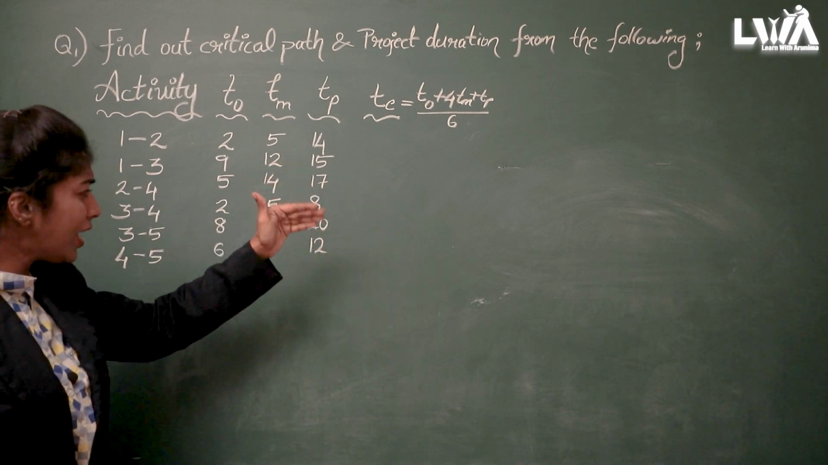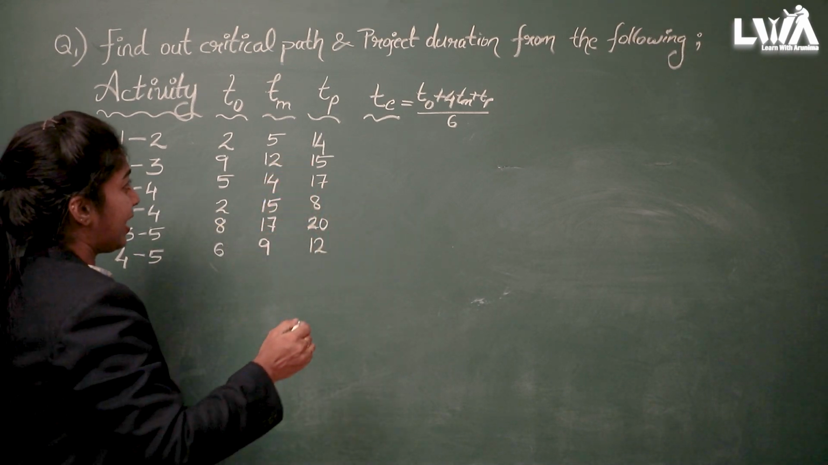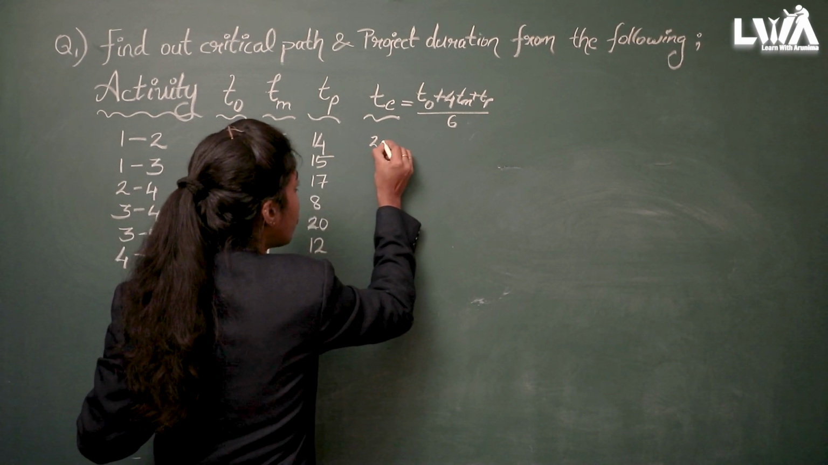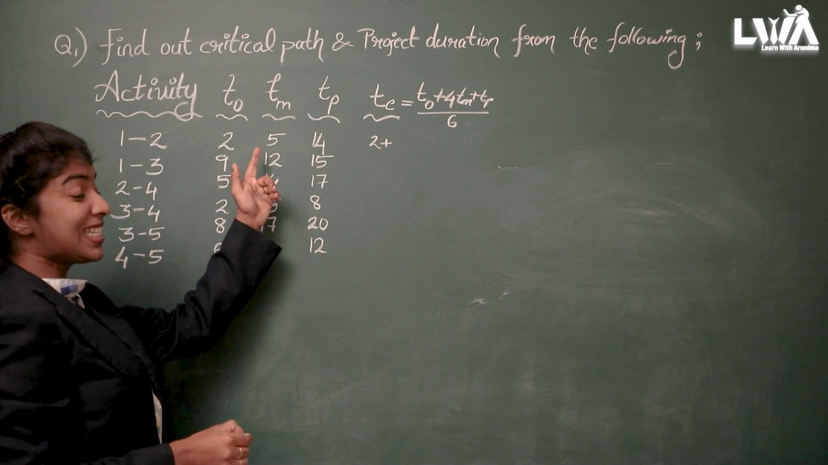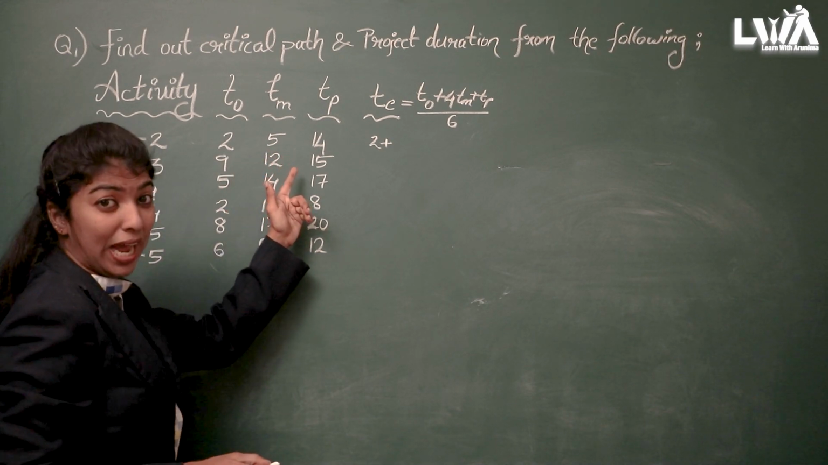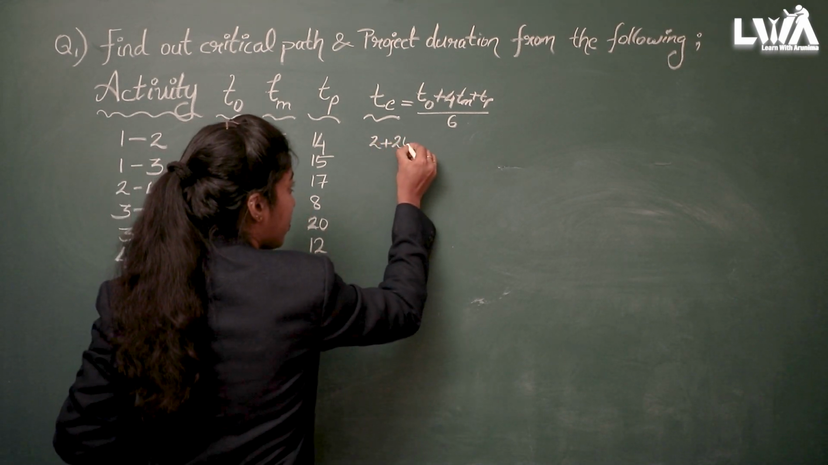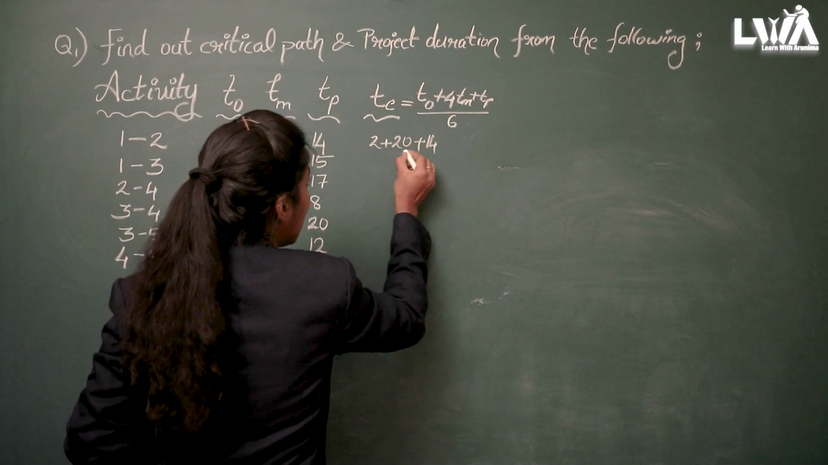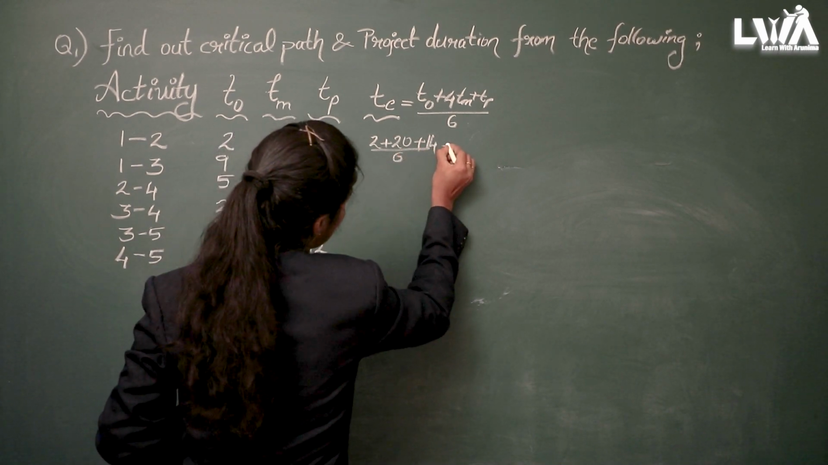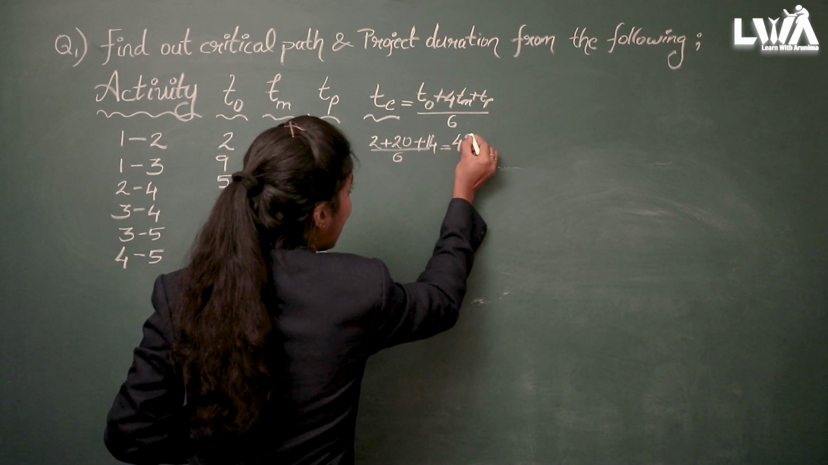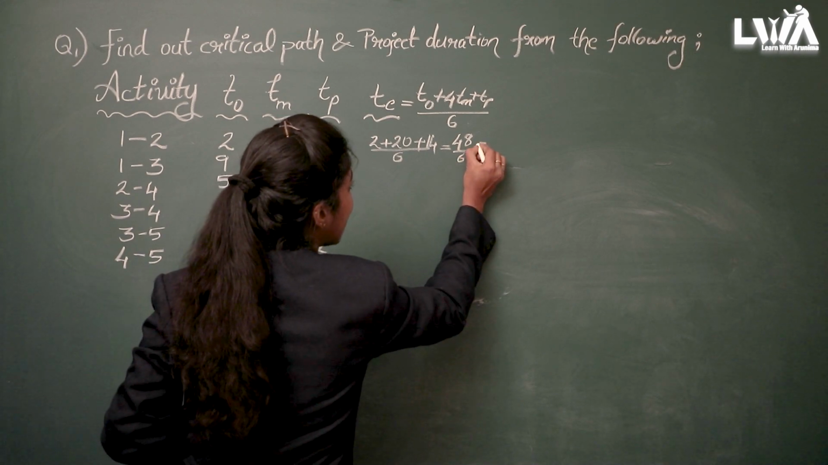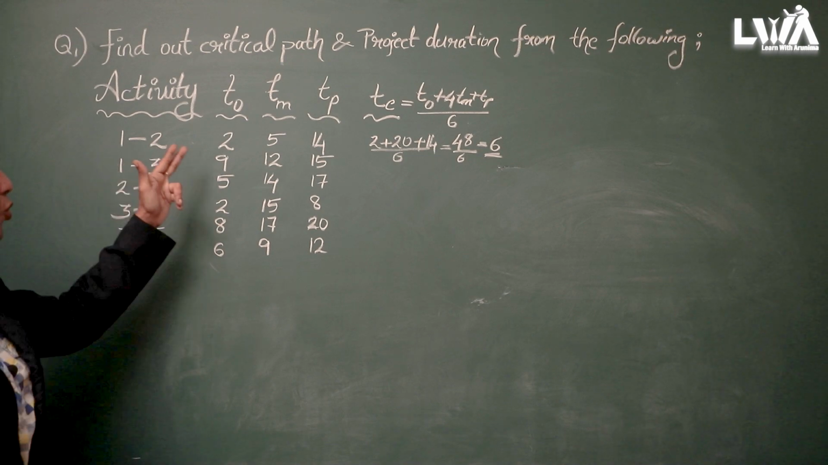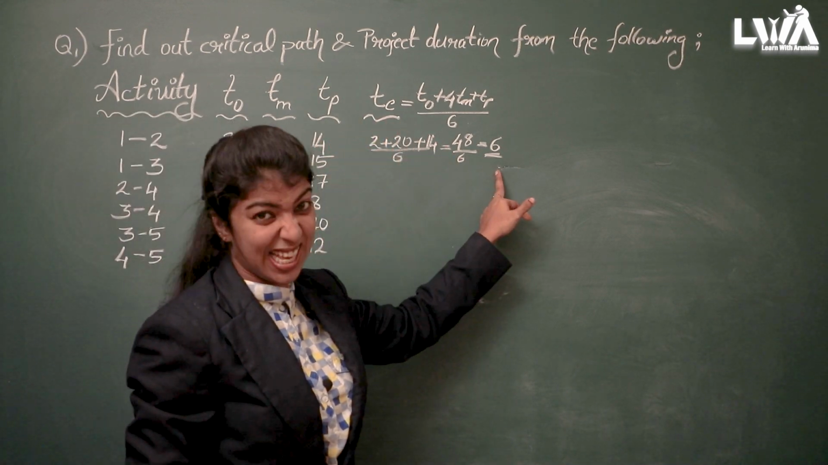By using this formula, we can do this problem and find the TE value, that is, the expected time value. Here, the first one I will do directly. What is the TO here? 2. 2 plus 4TM. Here TM is 5, so 4 into 5 is 20. Yes, right, 20 plus TP. It is directly given, 14. The whole divided by 6, which is equal to 48 divided by 6, which is equal to 6. The expected duration from 1 to 2 is 6.